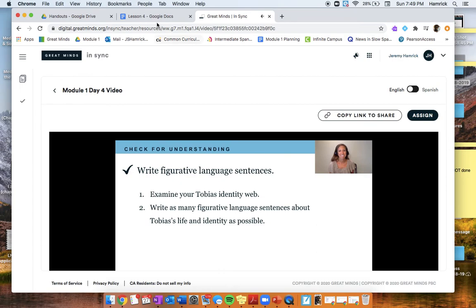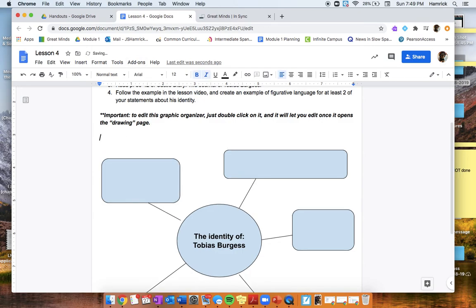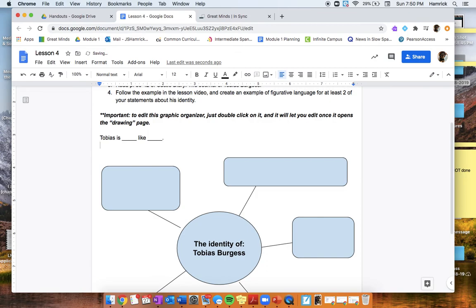Okay, students, so this is the last part of your homework today. You've done the reading, and now you're preparing for the lesson. This is your final step, and I'm just going to add in these two sentence stems that the teacher shared with us. Tobias is blank, like blank, or Tobias is as blank as a blank.